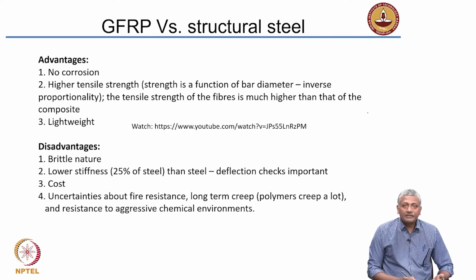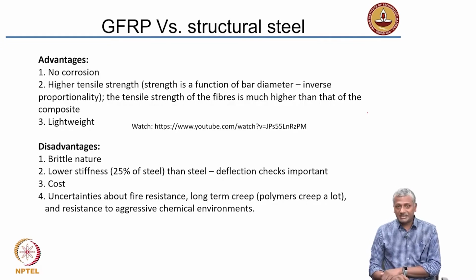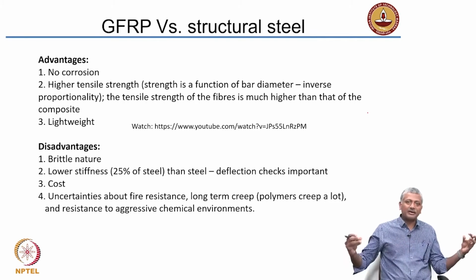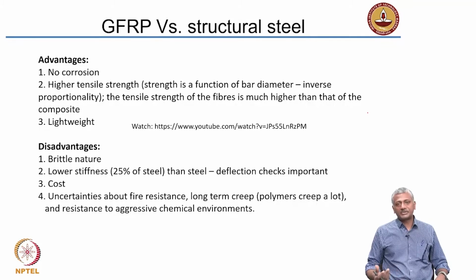Lightweight, the glass fiber reinforced plastic is much more lightweight as compared to steel. You are talking about densities of GFRP which are in the range of 2.5 to 2.7. Steel has a density of nearly 8. So, for the same size of bar, you can imagine that it is much easier to lift a GFRP bar as compared to a steel bar. So, you have a very high strength to weight ratio in the case of GFRP.